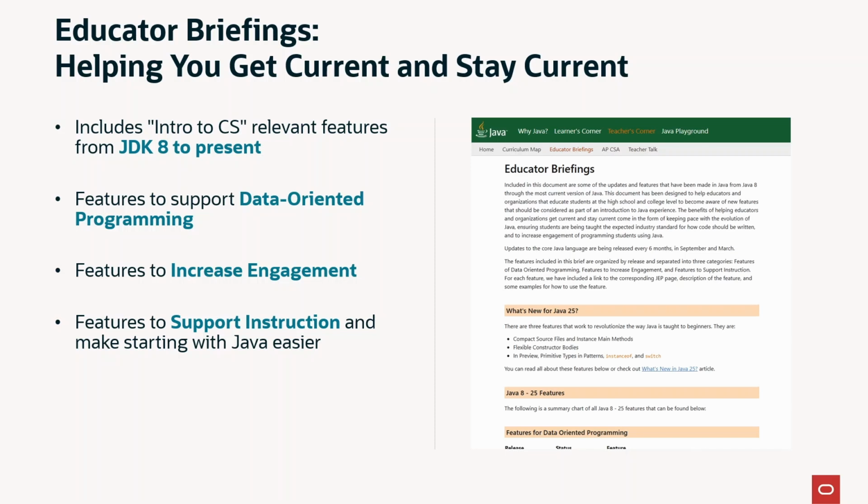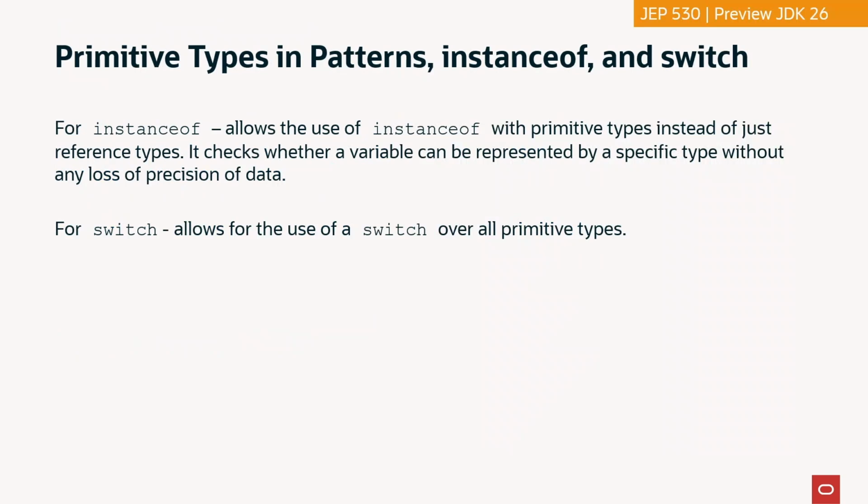JDK 26 had a lot of features released, but there was only one that we feel like impacts Intro to CS education, JEP 530, primitive types in patterns, instanceof, and switch. And there's a couple things that I wanted to call out here. For instanceof, this new feature will allow you to use instanceof with primitives and not just with reference types. And then for switch, this feature will allow you to switch over primitives.